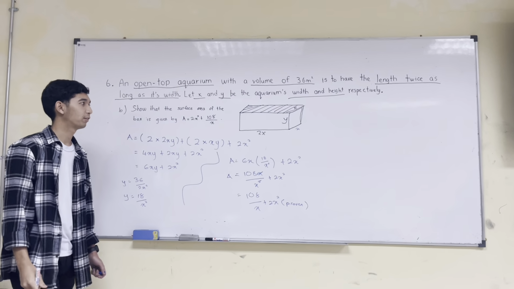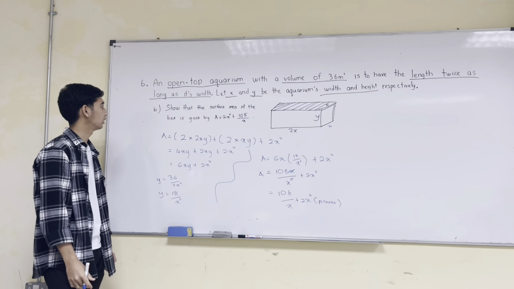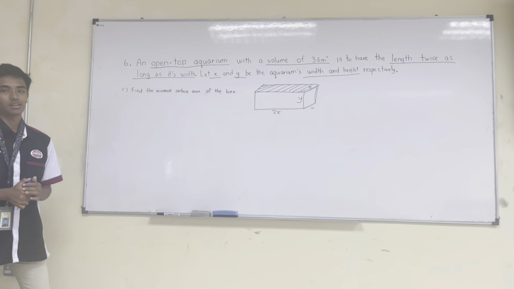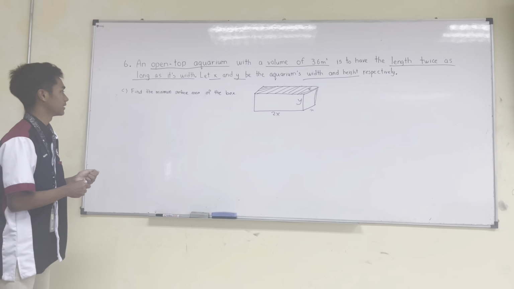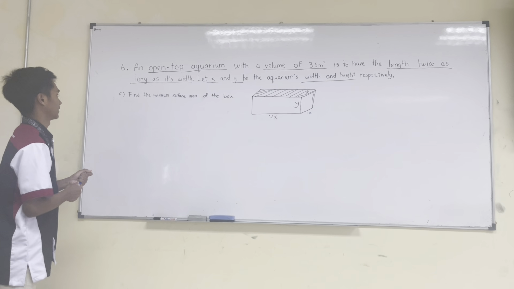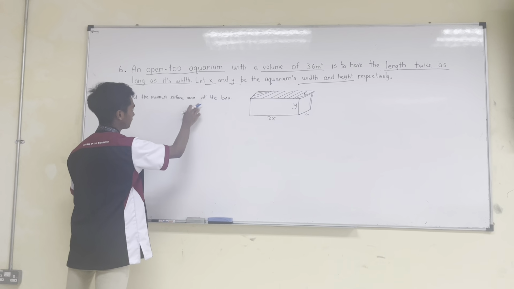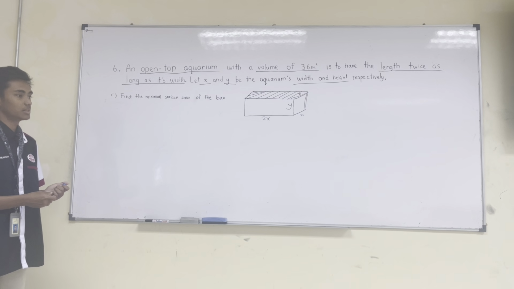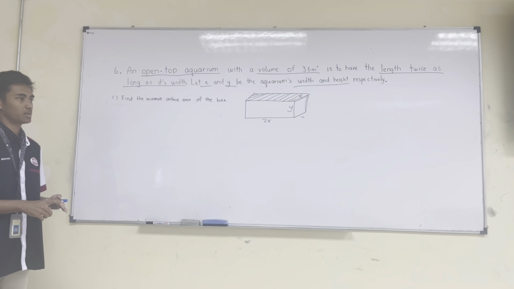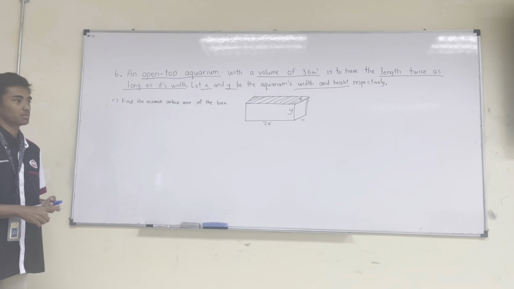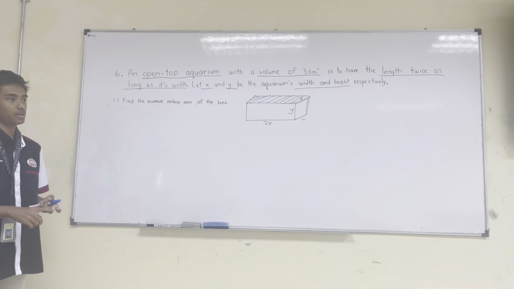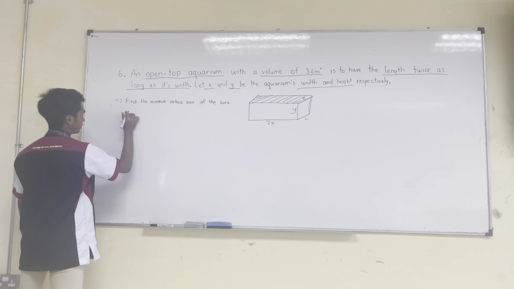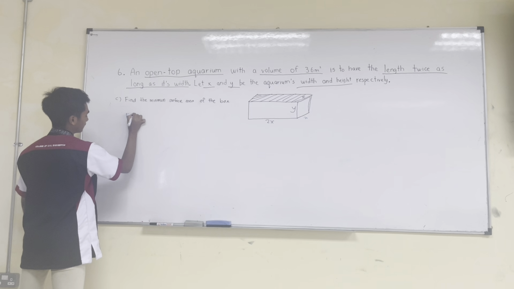Next, my friend Mohammed will explain question C. Okay, now we will discuss the final question of 6. Find the minimum surface area of the box. To find the minimum surface area, we need to find the value of x for the minimum, and y, and then we can get the minimum surface area.